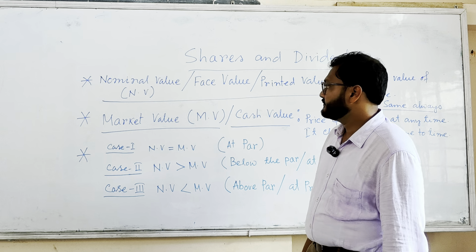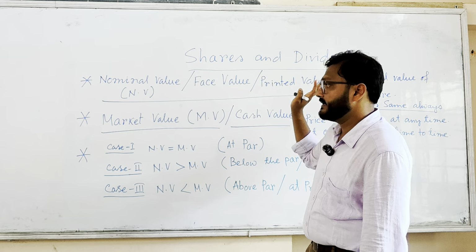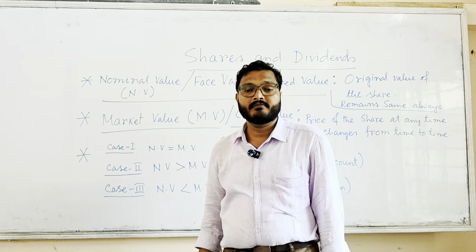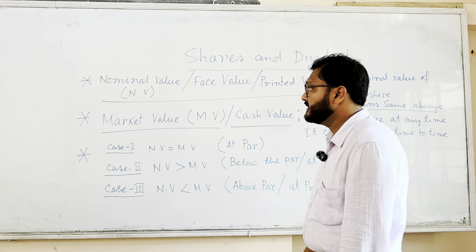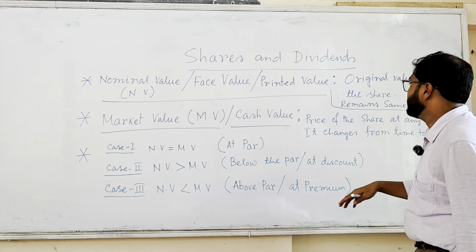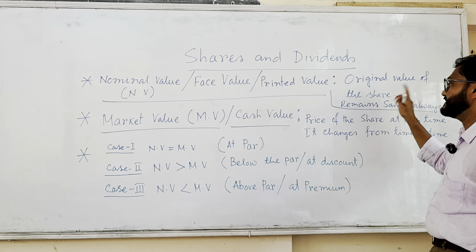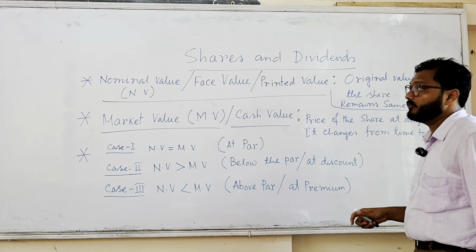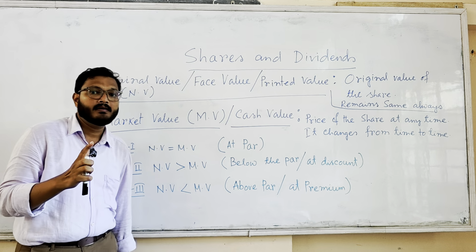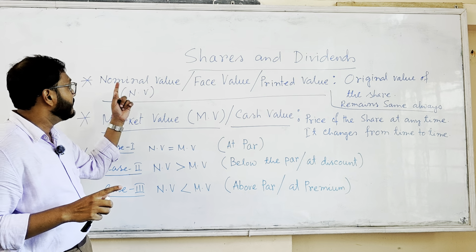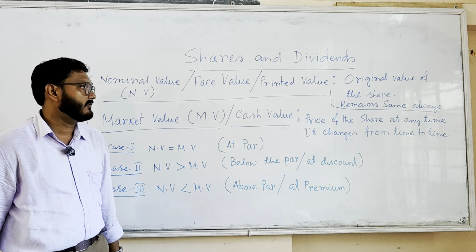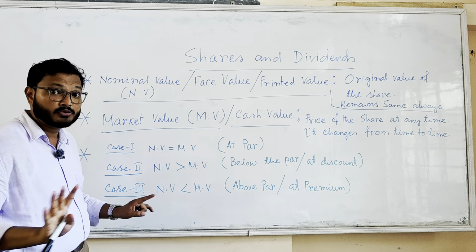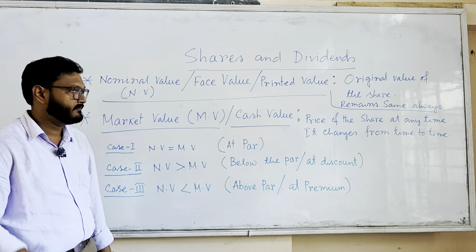What is nominal value, or face value, or printed value? They are the same thing, and the abbreviation is NV. NV means nominal value. Nominal value means the original value of the share. It remains the same always. That is called the nominal value or face value or printed value, and it has no change.